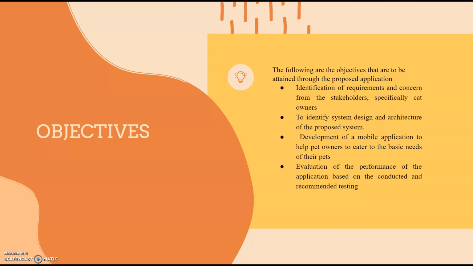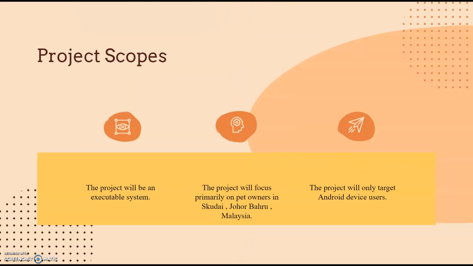One is to identify the requirements and concerns of the stakeholder. Two is to design the architecture of the proposed system. Three is to develop a mobile application to help pet owners cater to their basic needs. And four is to evaluate the performance of the application.